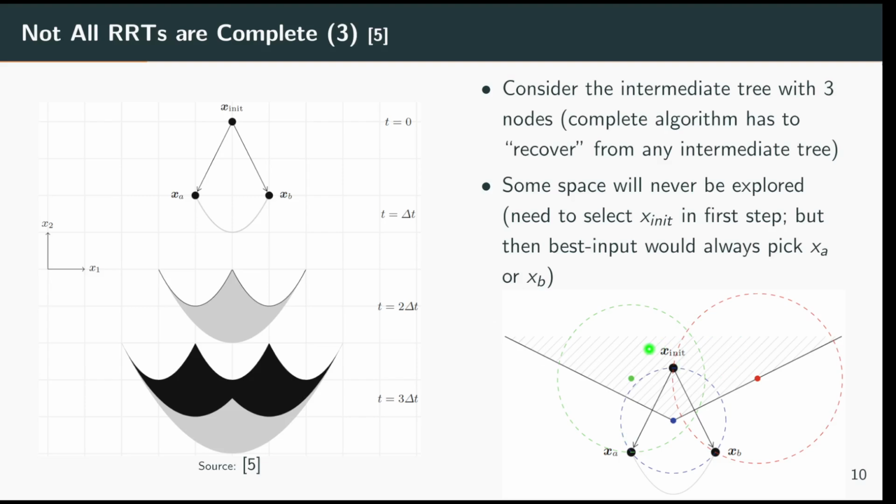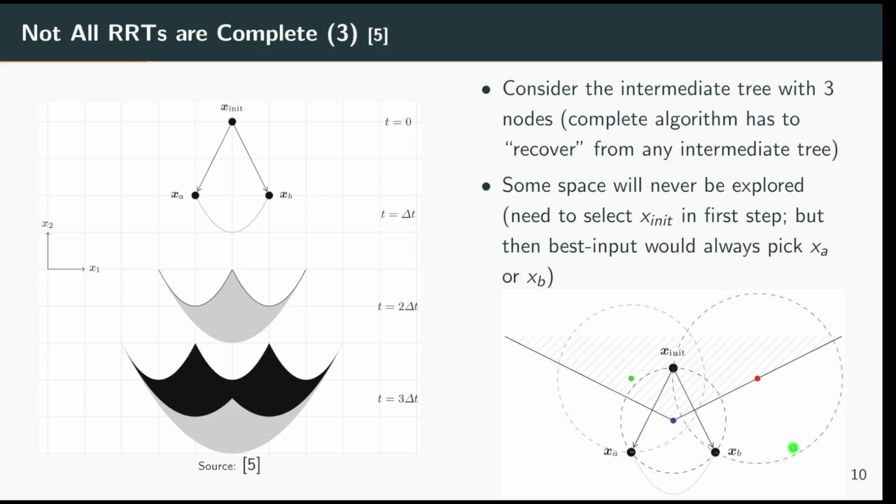And then let's say you would randomly sample a point up here, then you would automatically pick X init, and then because you had this best neighbor expansion, you would again pick XA. Similar if you're selecting something up here, you also would pick X init, but then because of the rule of your expansion, you would again just expand XB, nothing else.